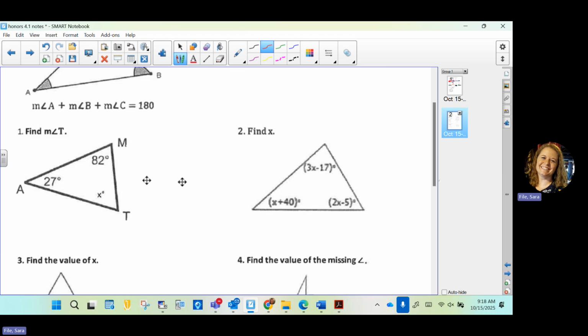Okay, so we're looking for the measure of angle T. So angle T here is labeled as X. We don't know it. This is the simplest it's going to get. If you want the third angle and you know two, what do we do?